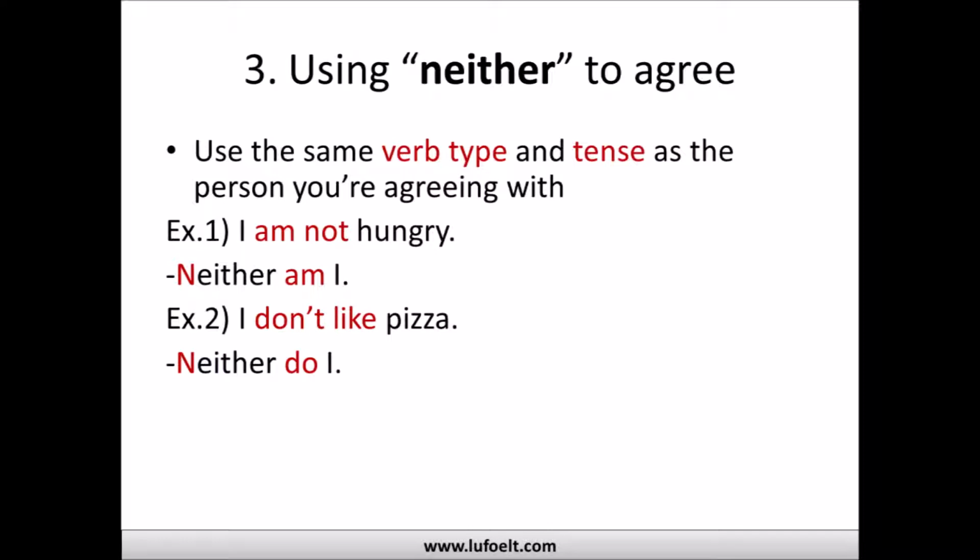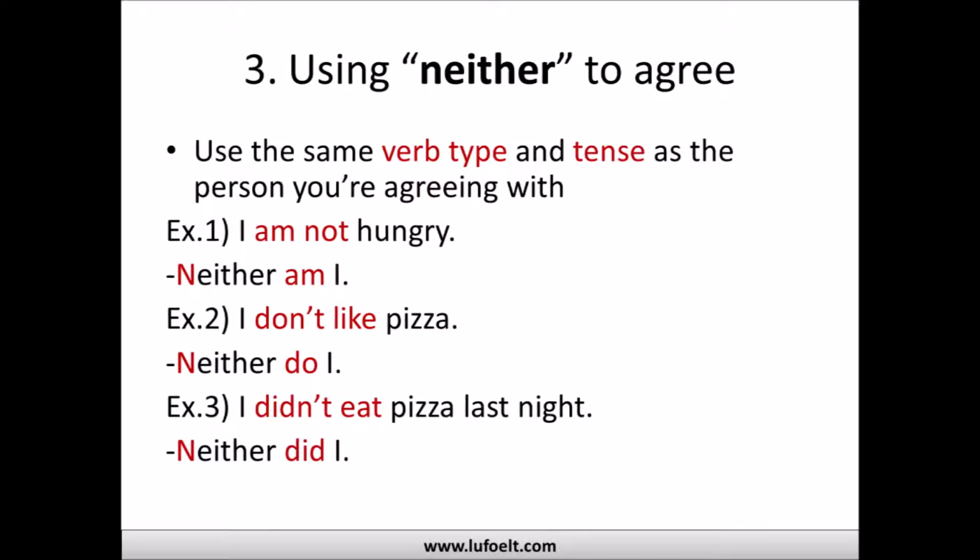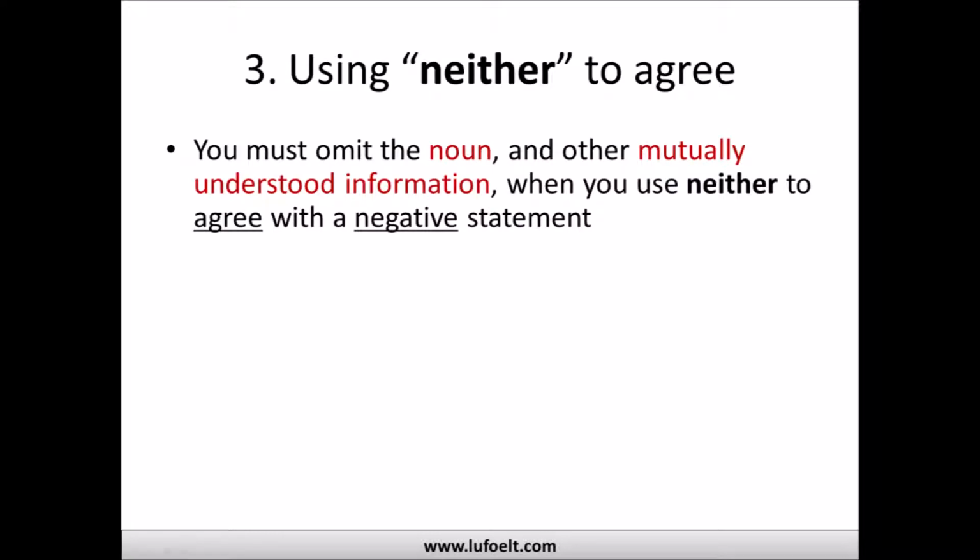All right, so once again, using the same verb type and tense and agreeing with the negative. So the negative part here comes at the beginning of the word neither, and the verb type and tense are the same. All right, and I didn't eat pizza last night, and neither did I. So once again, using the same verb type and tense as the person you're agreeing with, okay? And when you use neither to agree, once again, you must omit the noun, get rid of the noun and other mutually understood information, okay? So you'll say, I am not hungry.